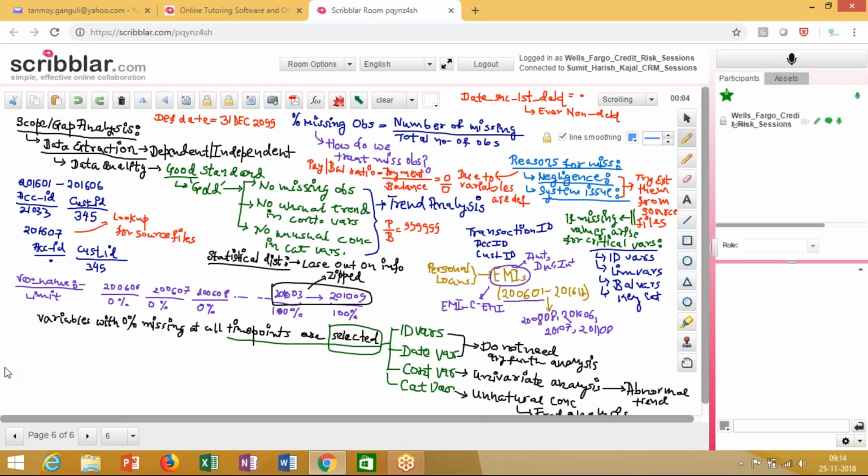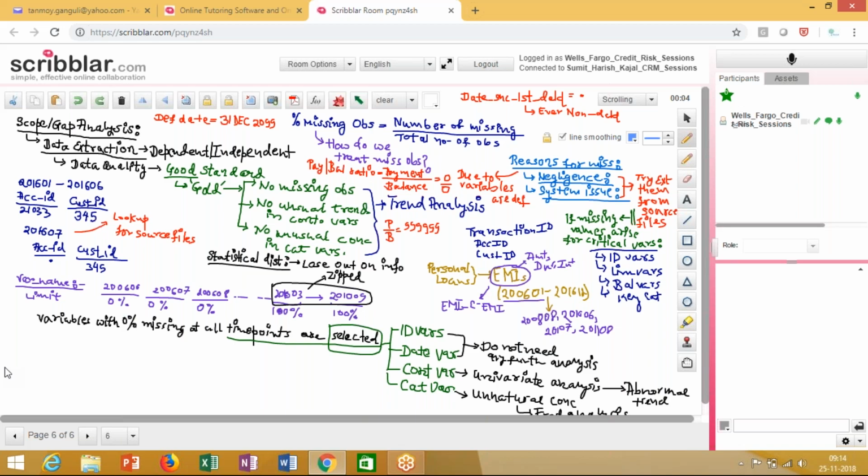Now, in yesterday's discussion, we had been mostly focused on the missing observation side of things, right? And we tried understanding why and how missing observations would arise. So basically, what are the different ways in which missing observations can arise, and how is it that we would do the analysis of the missing observations?